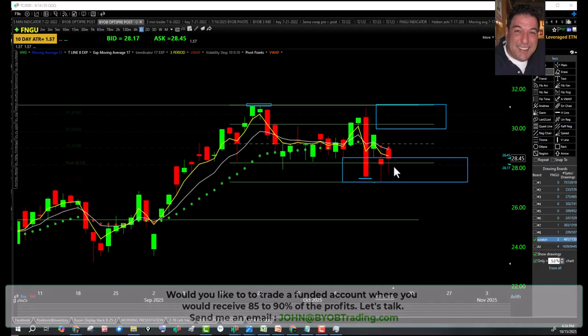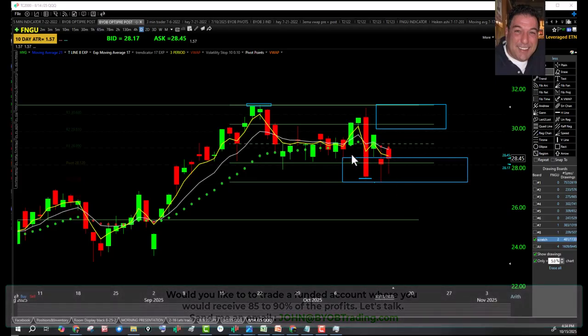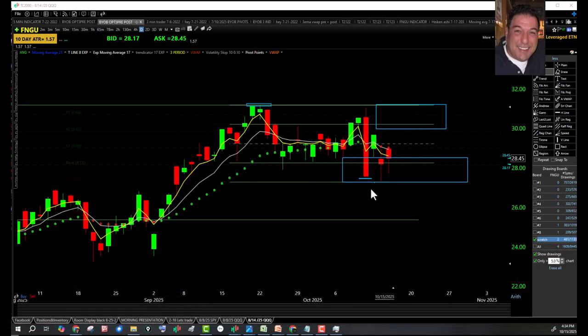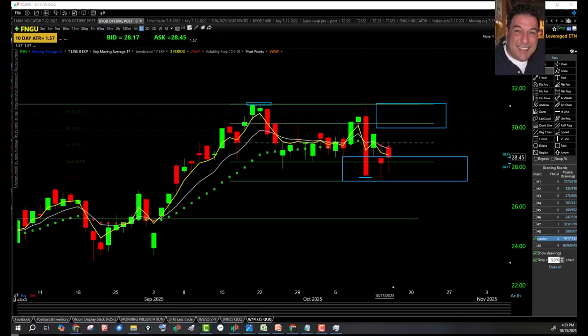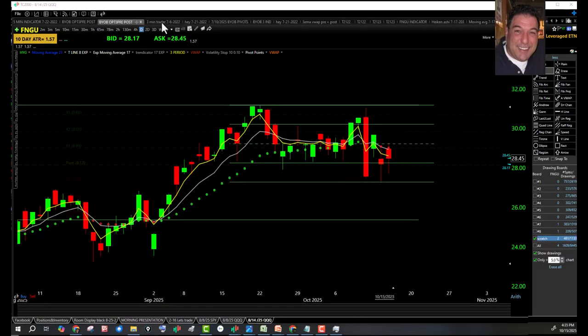So there's FNGU. Always got to keep an eye on this one, because when these 10 securities in this ETN move as a pack, they can drag these two indexes, the NASDAQ and the SPY, right along with them. So we've got to keep an eye on this, and then go over and check out T2123. Let's take a look at FNGU on the daily chart. I'm going to take all this off and pick it up on the daily chart.